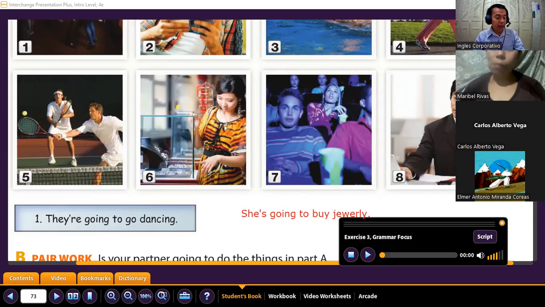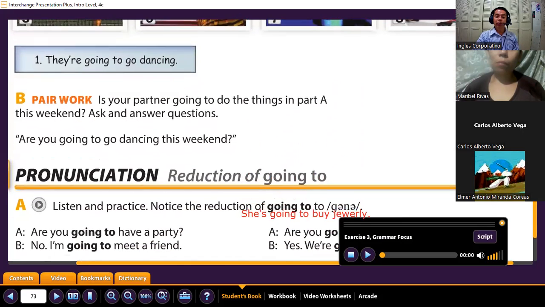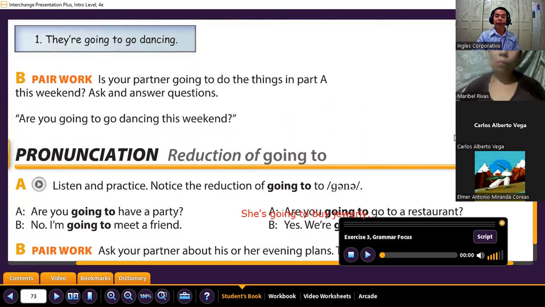What time is it? Okay, we have it. Nice. Todavía estamos a tiempo de hacer otro ejercicio. Pronunciation. Listen, please. Listen to the pronunciation.